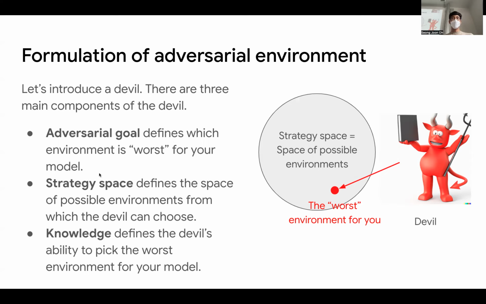The second is the strategy space. What is the space where the devil can make the choice? And third is the knowledge. What does the devil know about you? Obviously, if the devil knows a lot about you, then the devil will make an even worse choice for you than if the devil doesn't know much about you. So when we talk about adversarial environments, we need to always talk about these three. Otherwise, we are missing the critical ingredient.